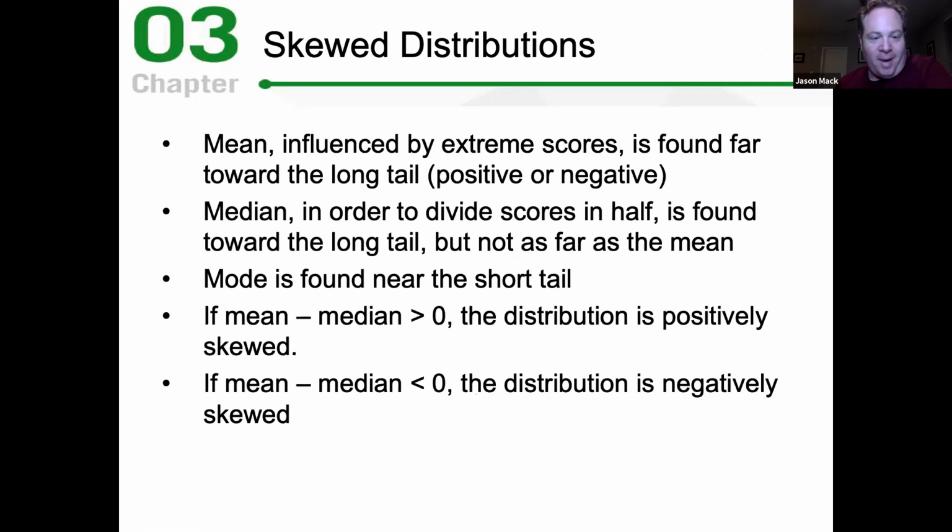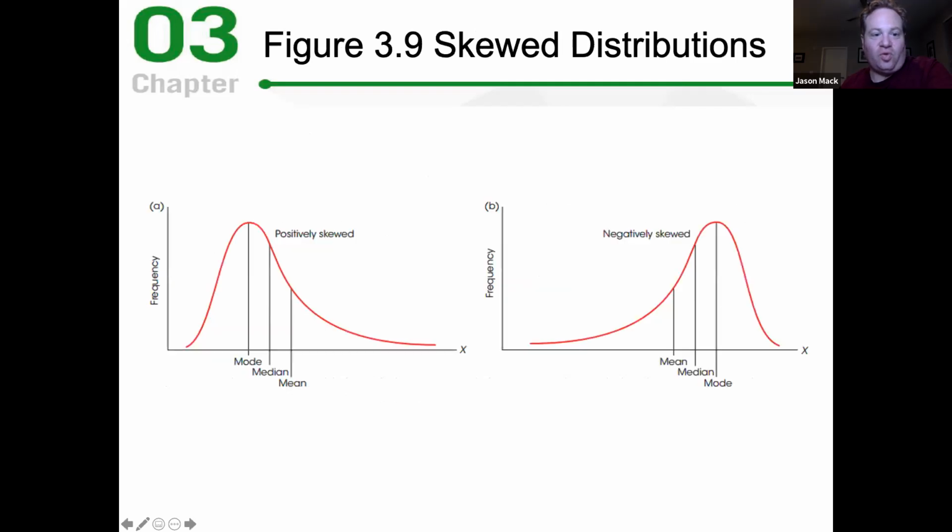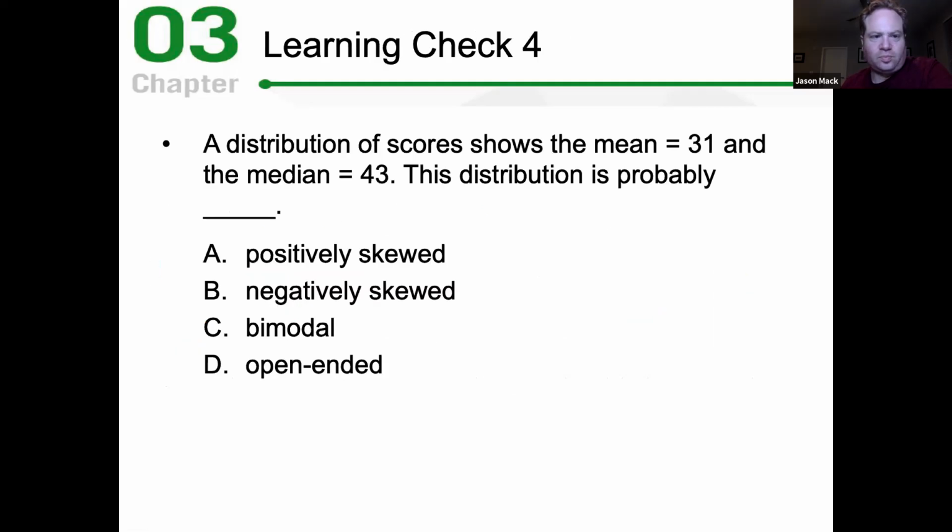If the mean minus the median is greater than 0, the distribution is positively skewed. If the mean minus the median is less than 0, the distribution is negatively skewed. What does that mean? Here it is graphically for you. This is positively skewed with your mode, median, and mean, and this is negatively skewed with your mean, median, and mode.